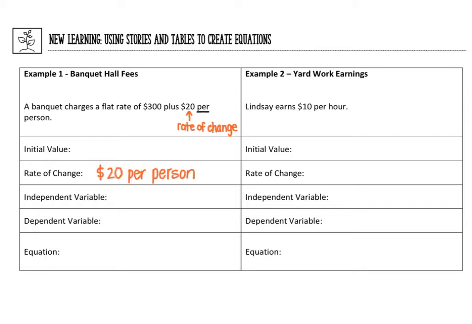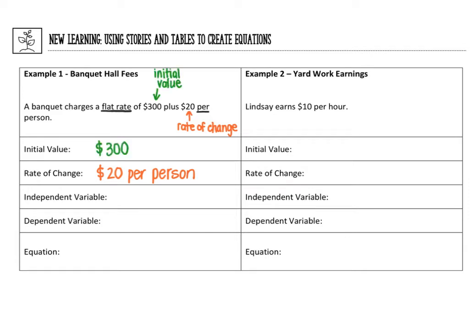Our initial value will likely be the other number within the story, but we can also find hints within the story about the initial value. In this case, it talks about the banquet charging a flat rate. A flat rate or a flat fee is a really good indication that that's going to be the initial value. So we have an initial value of 300.